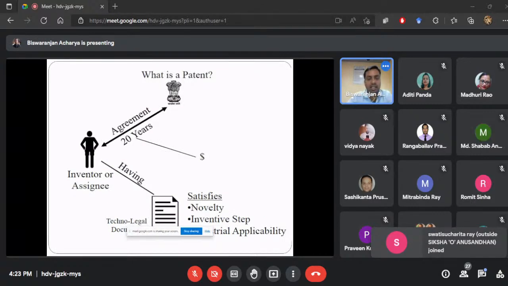The inventor or assignee must satisfy some rules when applying, for the inventor's claim to be granted a patent. These are novelty, inventive step, and industrial applicability. Social applicability must also be there.